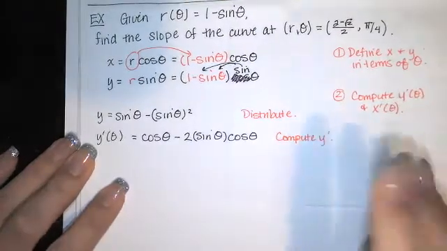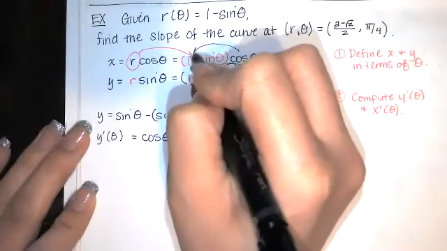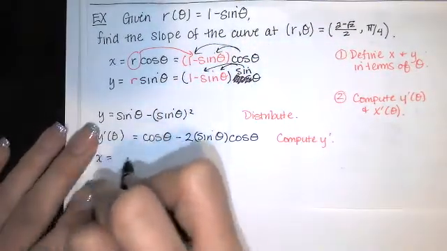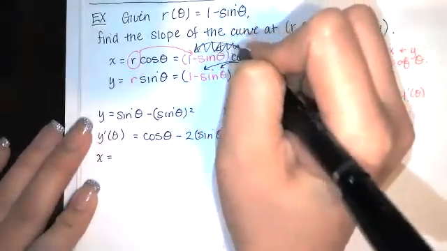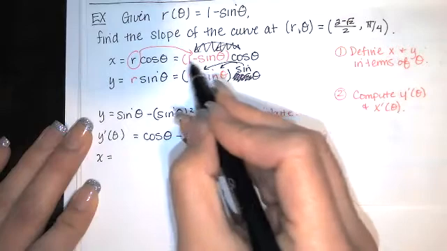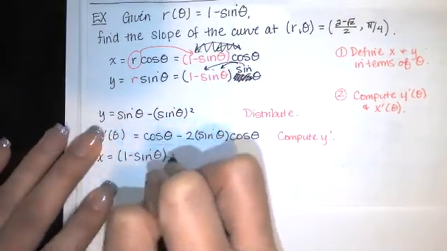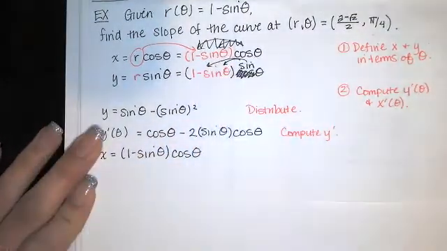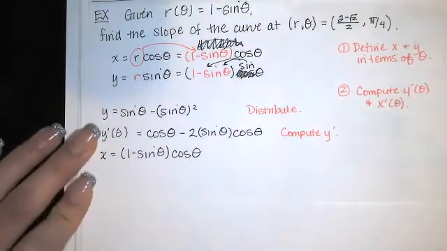Y prime of theta, and now we need x prime of theta. I'll distribute here as well, distribute the cosine. Actually, we're going to end up with a product rule anyway, so let's not distribute this time. Let's just write this as 1 minus sine of theta times cosine of theta. Since we have to use the product rule for sine times cosine, it really doesn't benefit us to distribute.